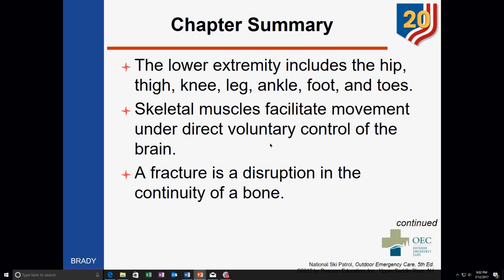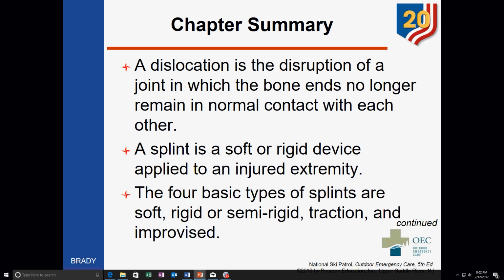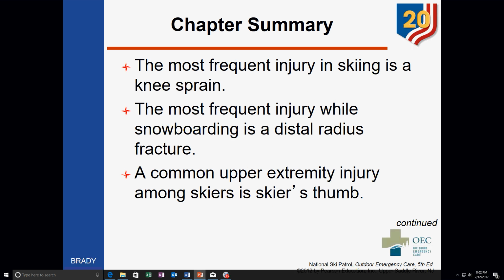The chapter talks about a fracture being a disruption in the continuity of a bone. True. Dislocation is disruption in joints. Splint: soft, rigid devices, 4 basic types. So whatever you need to do, be creative to get that splint to be working. Sprained knees, ACLs, and so on like that.